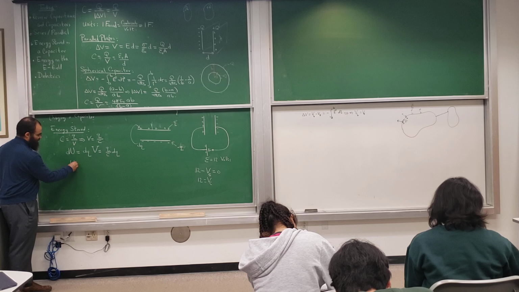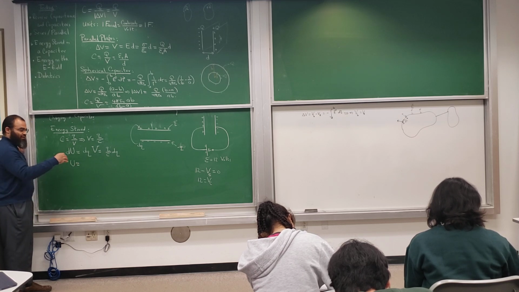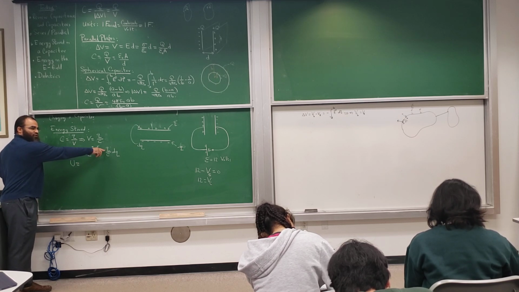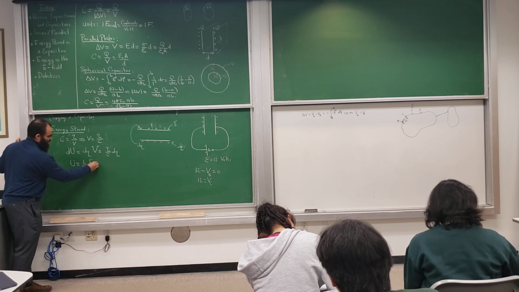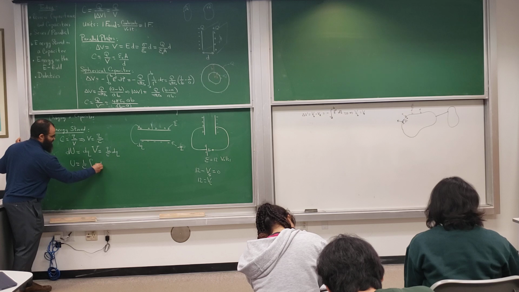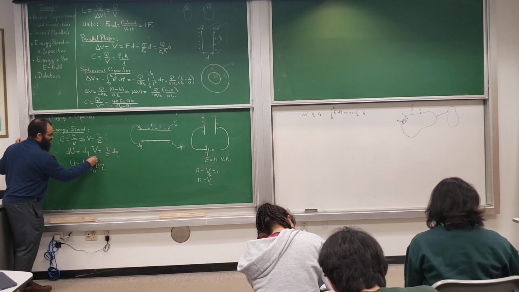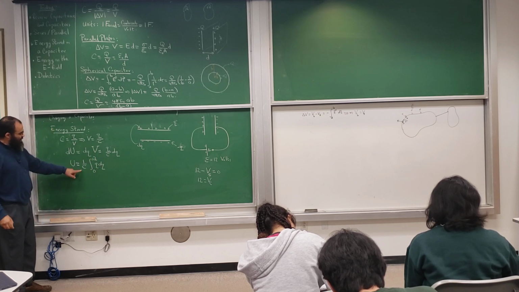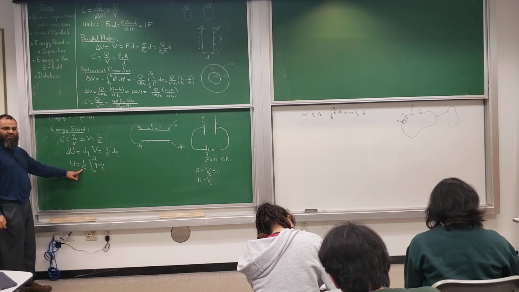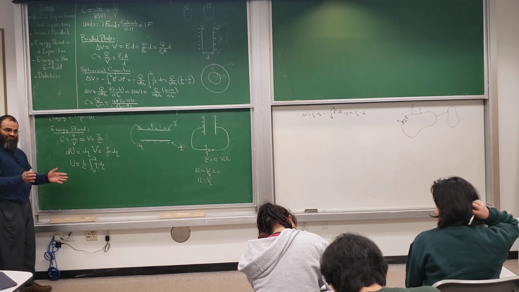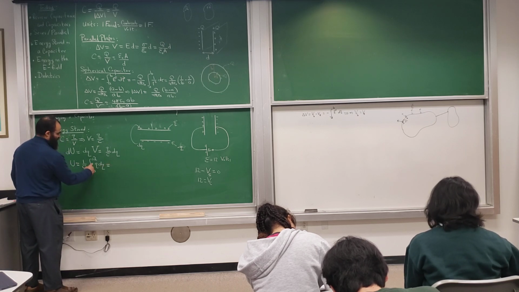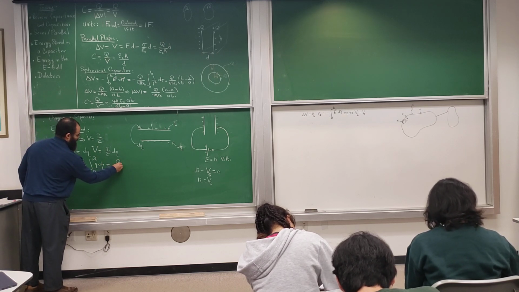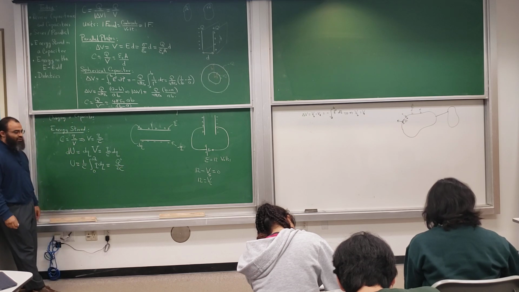So U, in charging from little q being 0 all the way to capital Q, is going to be 1 over C times q dq, going from 0 to capital Q. Notice 1 over C comes out of the integral because C is a constant, right? If you construct a capacitor, it has the same capacitance. It doesn't change. And so if you do this, you get Q squared over 2C.